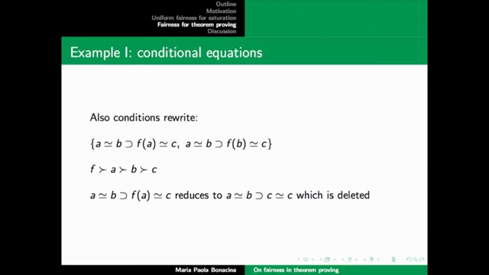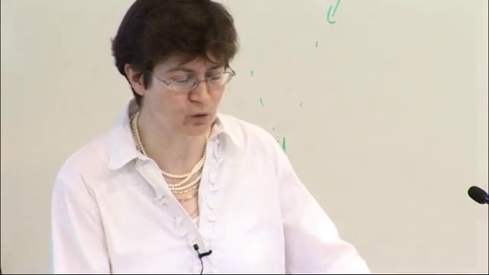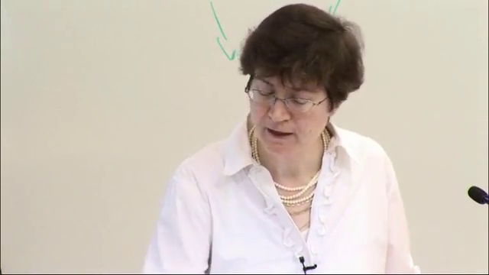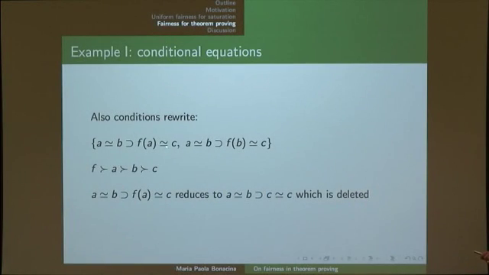Now, let's see an example of the kind of aggressive contraction that we can get with this kind of framework. For instance, working with conditional equations now, to go beyond the equational theories and see also conditional equational theories or Horn equational theories. Assume that we have A equal B implies FA equals C, and A equal B implies FB equals C. Now, assume that we have an ordering on symbols where F is greater than A is greater than B is greater than C.